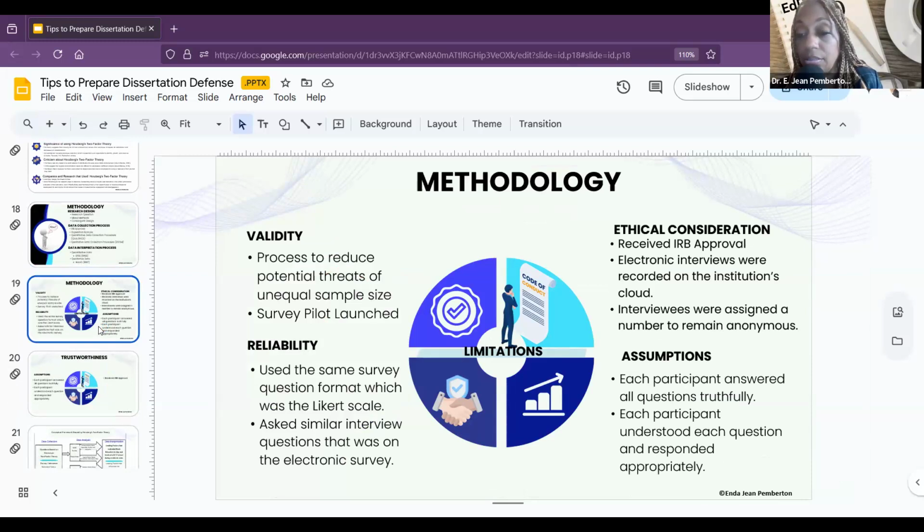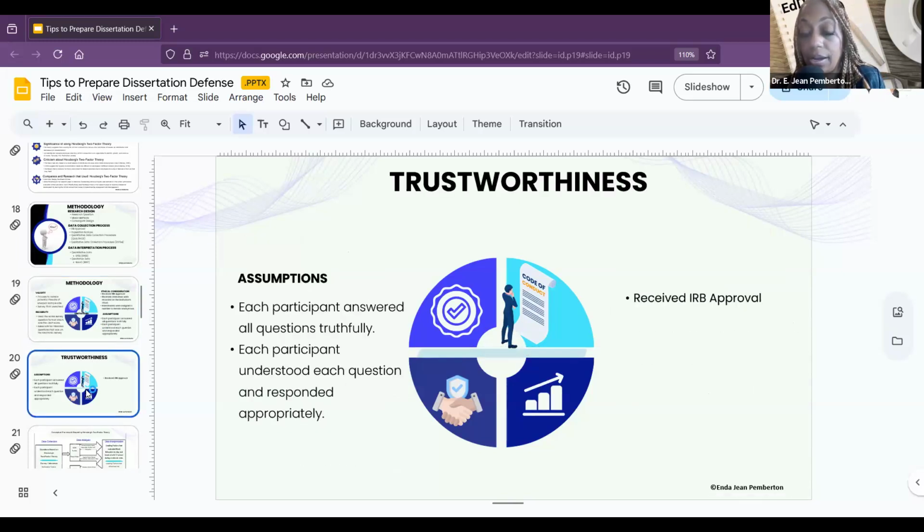Like for me, when I had my questionnaires, my assumption is that all of the participants answered all of the questions truthfully. They understood the questions and the responses. Because those who answered my electronic questionnaire could remain anonymous if they chose to do so, I did not have an opportunity to validate whether or not their information was correct. But there were some that I interviewed, and I could validate by conversation what they provided for me as well.